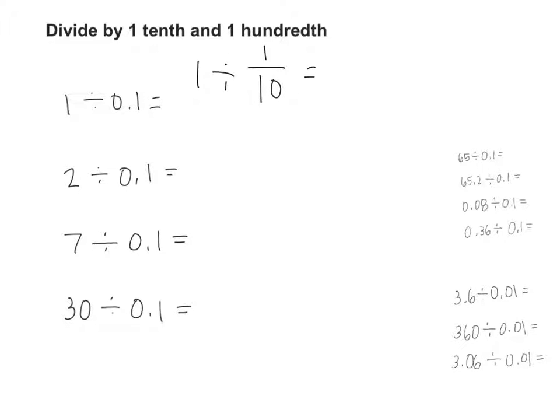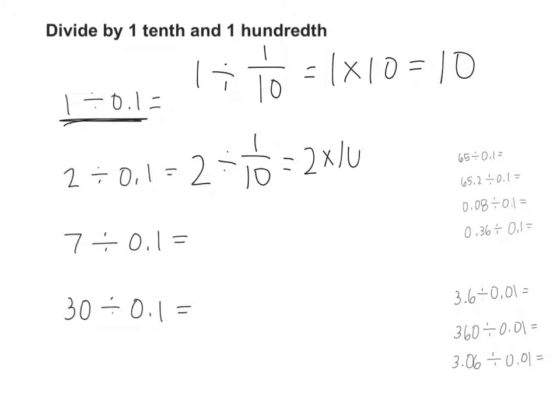Mm-hmm. So what multiplication equation does that equal? 1 times 10. Which is? 10. So therefore 1 divided by 1 tenth is 10. Okay. What's 2 divided by 1 tenth then? It'd be 2 divided by 1 tenth, which is 2 times 10, which is? 20. Oh. Then what's 7 divided by 1 tenth? 70, wouldn't it? Yeah. What would 30 divided by 1 tenth be?